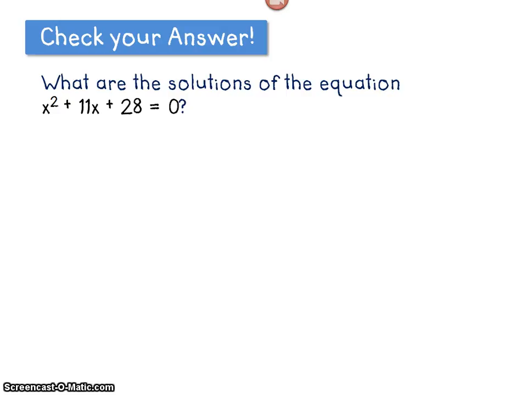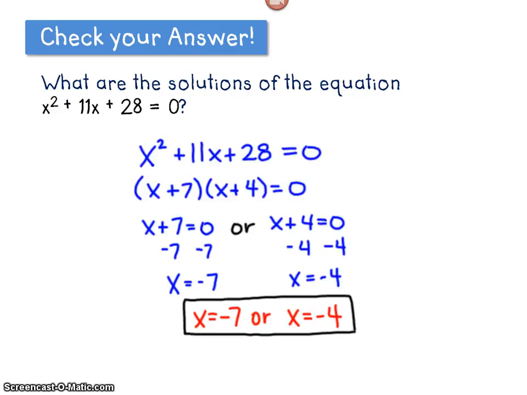Are you ready to check your answer? So the solutions of x squared plus 11x plus 28 equals 0 are x equals negative 7 or x equals negative 4. So if you follow my work from the top, the first thing I did was factor the polynomial using sum and product, and it's x plus 7 times x plus 4, and then I used the zero product property, and I solved both single step equations separately. How did you do?